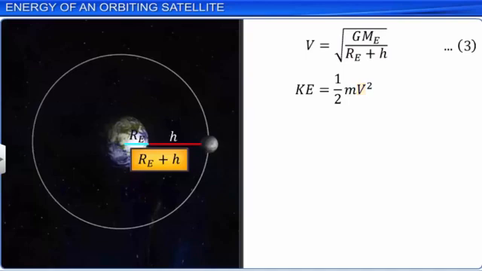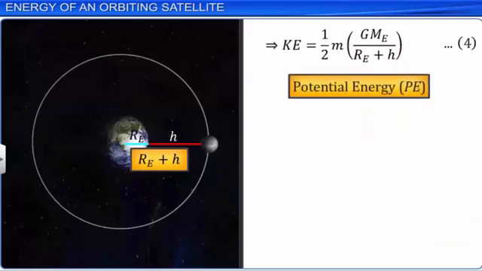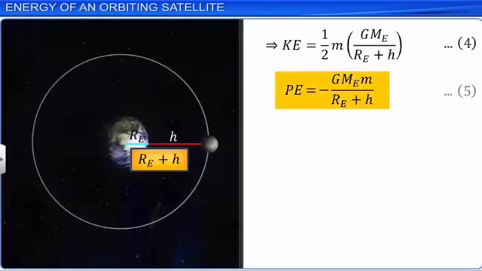Earlier, you learnt about the potential energy of a two-body system. Applying the concept of potential energy to the Earth-Moon system, you get the expression for potential energy as PE is equal to minus G ME m divided by RE plus h. Let this be equation 5.